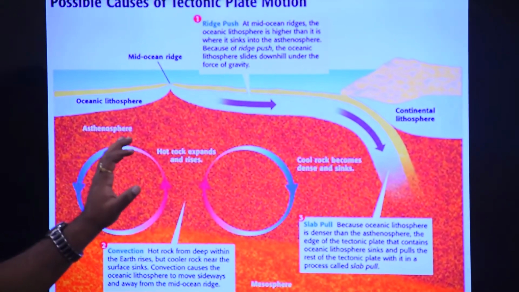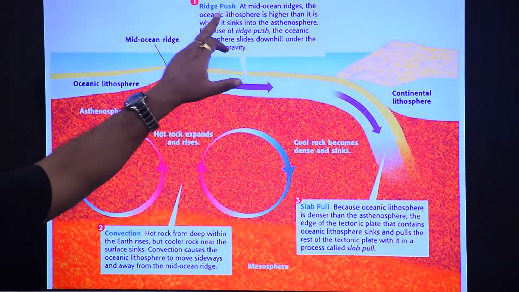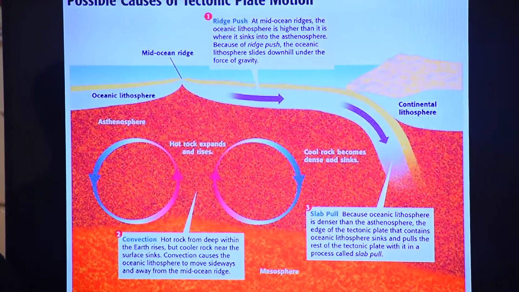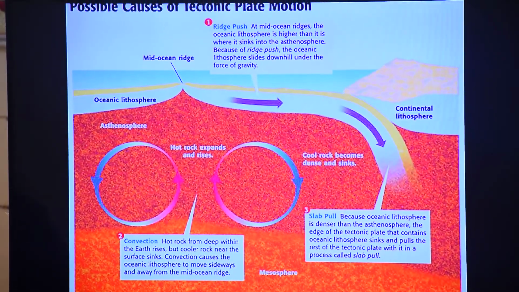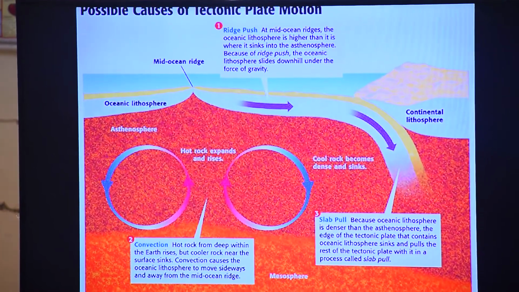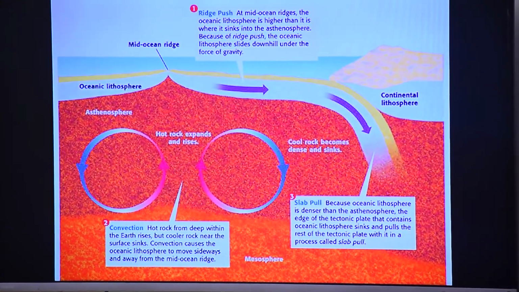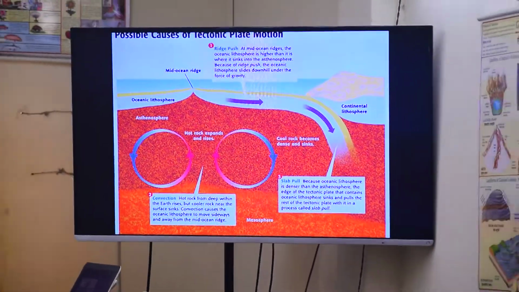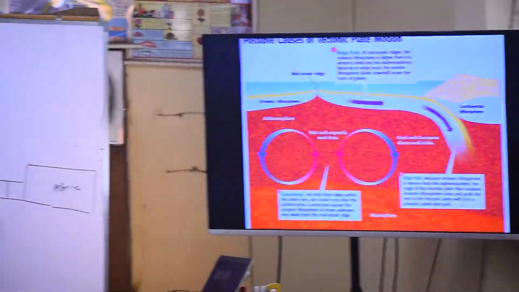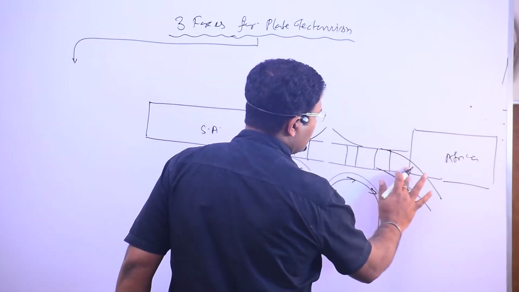So these are the three forces: one, convectional current of magma; another, ridge push; another, slab pull. Which are the three forces? Convectional current of magma, ridge push, slab pull. Convectional current of magma I have already defined for you. Another, now you know what is happening here? What is happening?